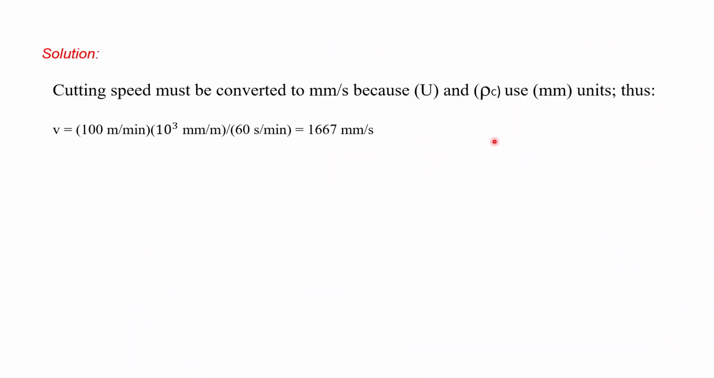The cutting speed must be converted to millimeters per second because the U and the rho C use millimeter units. Thus, the cutting velocity is going to be equal to 100 meters per minute multiplied by 1000 millimeters per meter divided by 60 seconds per minute. And this will give a value of 1,667 millimeters per second.